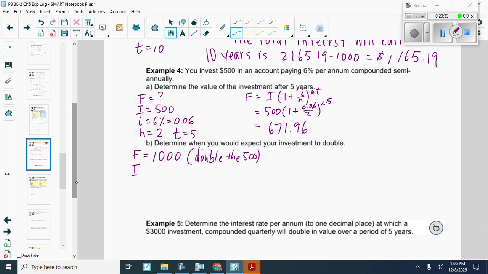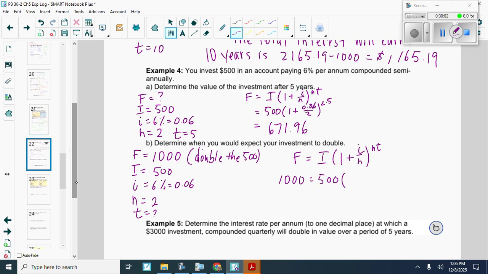Okay, the initial amount is still the 500. The interest rate is still 6%. The compounding period is still semi-annually, and this time we don't know the time. All right, so we have $1,000. We started with 500. I'm putting it into the formula. Now I'm going to solve for t.